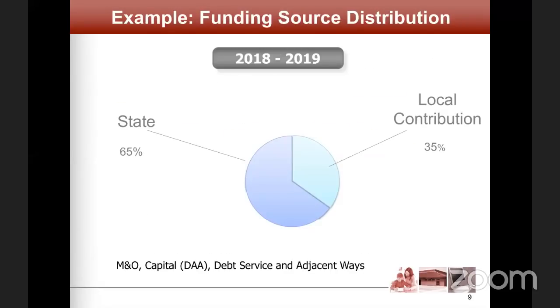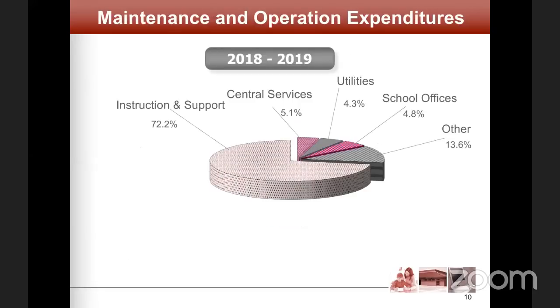So 2018-2019 is the most recent fiscal year we have where our books have been closed. And in that year, the maintenance and operation, the capital, debt service, and adjacent ways, the funding for that, 65% came from the state and 35% from local contributions. Next slide, please. When we look at the expenditures in our maintenance and operation fund, again, that is our largest fund and it's where our daily expenses are paid from.